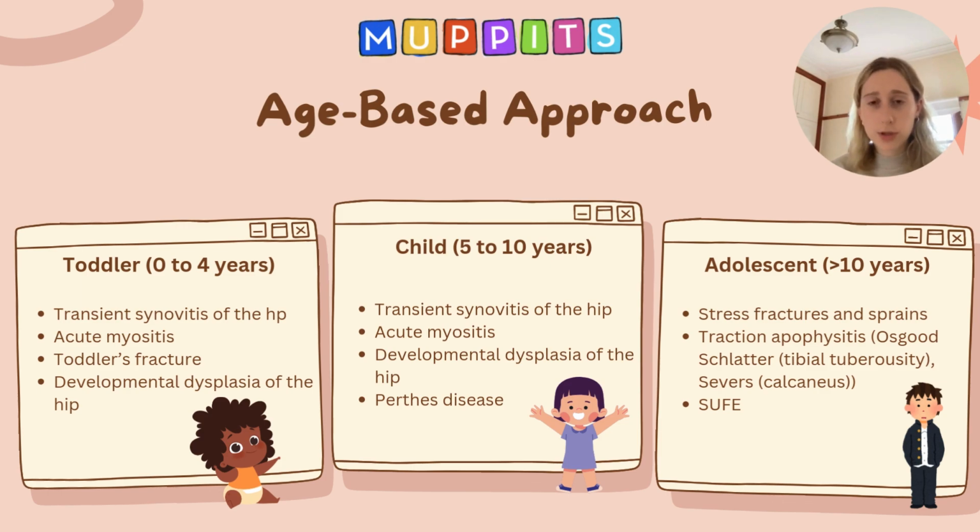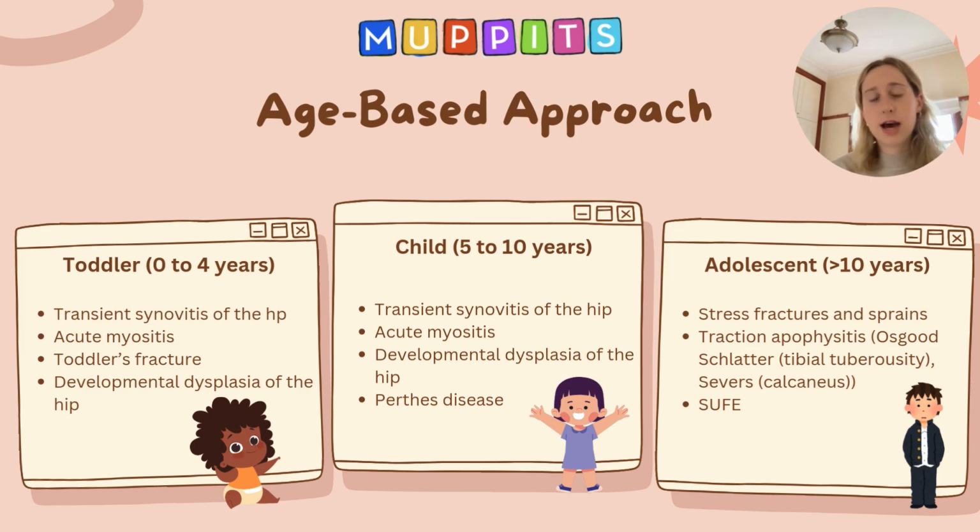Then if we move on to an age-based approach, we can think about which conditions are most common in each age bracket. So in children aged 0 to 4 years, transient synovitis of the hip, excuse the spelling error there, is most common. Then acute myositis, a toddler's fracture, which we'll discuss a bit later, and DDH as well. In 5 to 10-year-old children, transient synovitis and acute myositis are also the most common typically, as well as DDH, but then Perthes disease also comes into this age demographic.